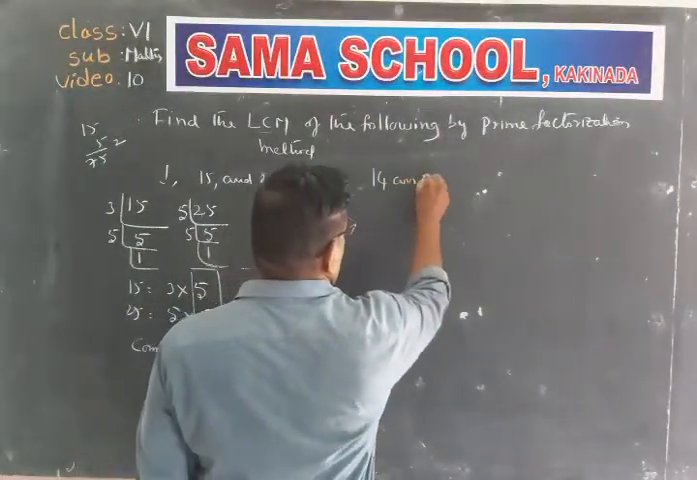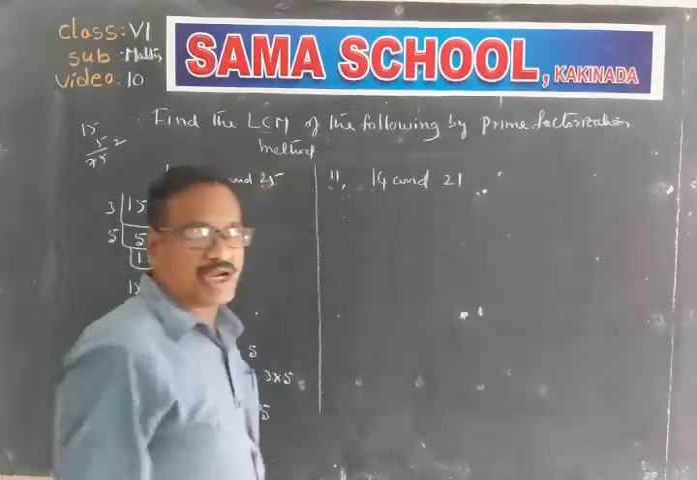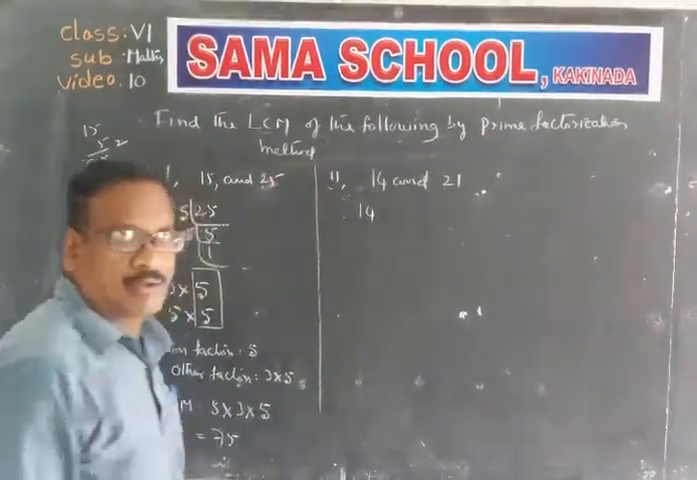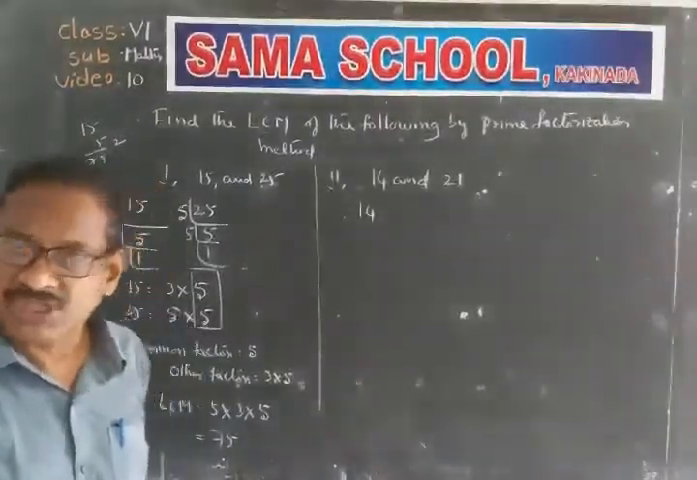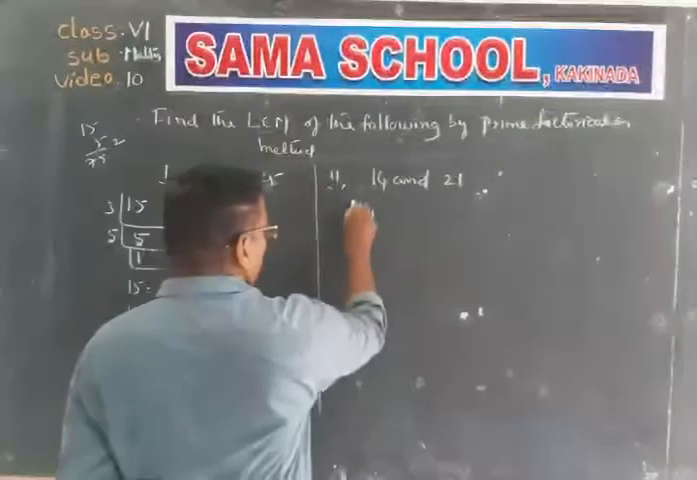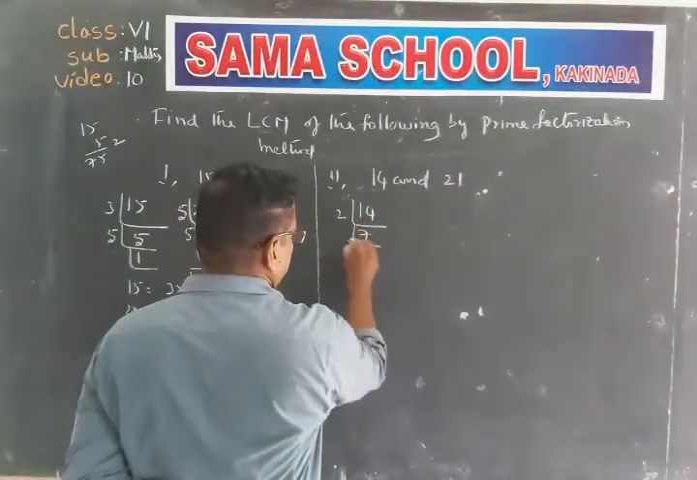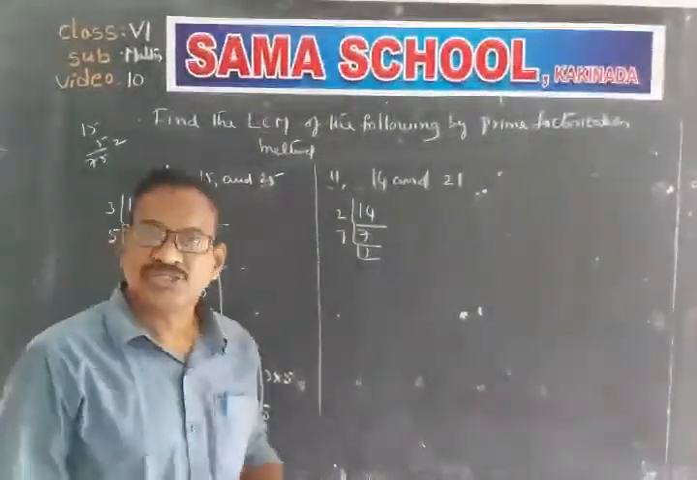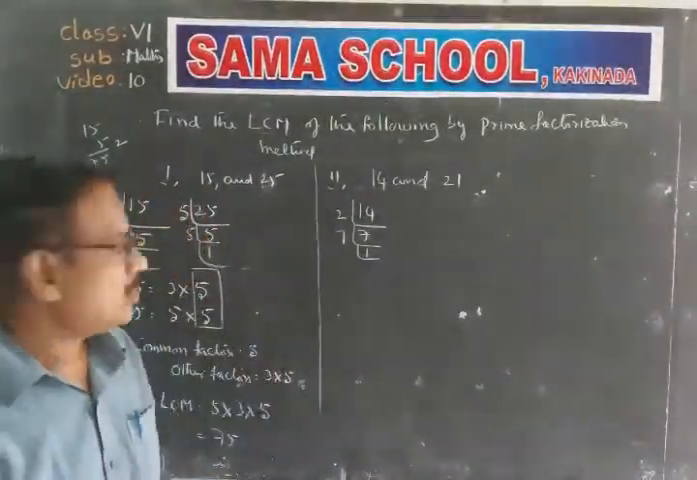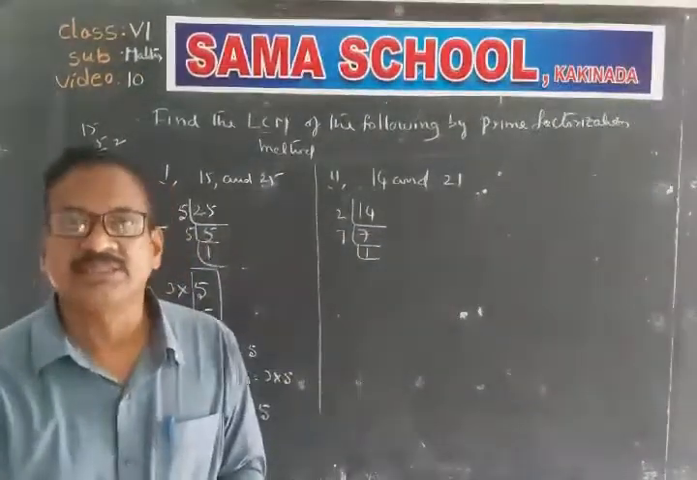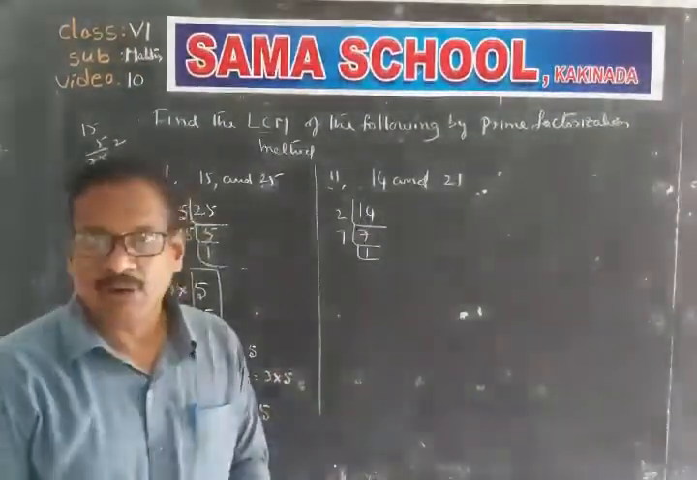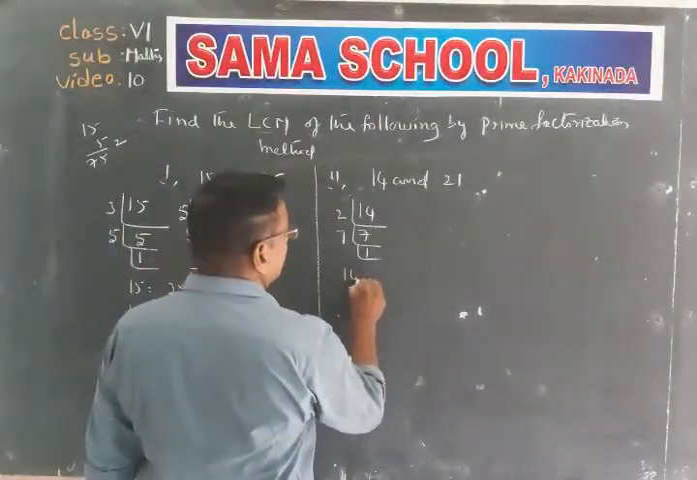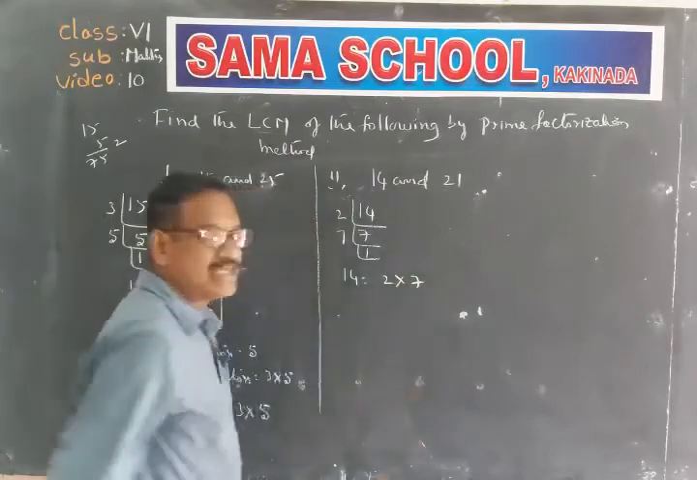The next one, the second one, is 14 and 21. Okay, the 14. For 14, the least prime number is 2. 2 7s are 14, 7 1s are 7. 2 is divisible in 14 how many times? 7 times. 7 is divisible how many times? 1 time. The 7 1s are 7. The product of the prime factors is right. 14 is equal to 2 into 7.